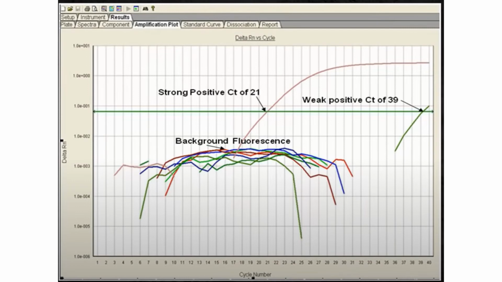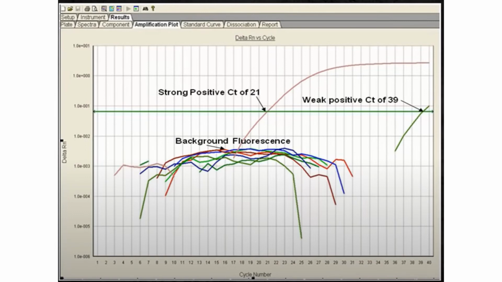The green line there is the threshold value, and again, every PCR test has a specific threshold value. As can be seen on the screen, there is a red line. That is a red fluorescence that crossed the threshold value at cycle 21. This means that 21 cycles are required for this amplification to cross the threshold value.